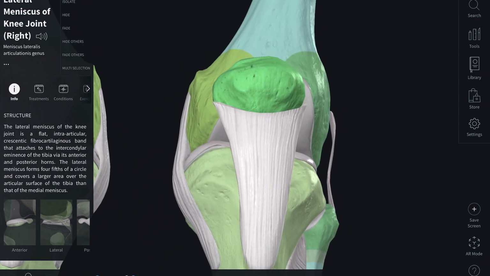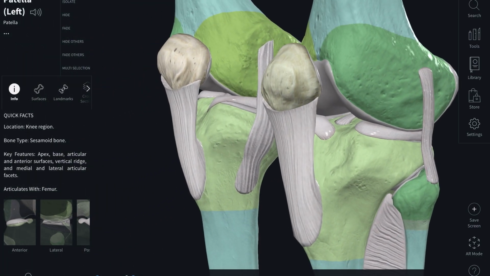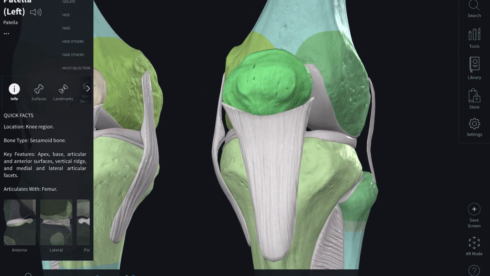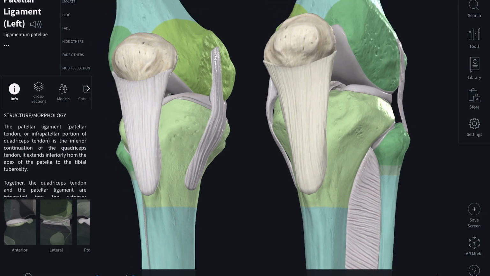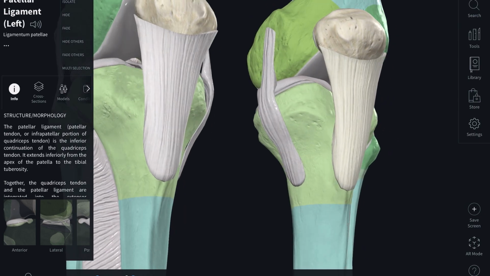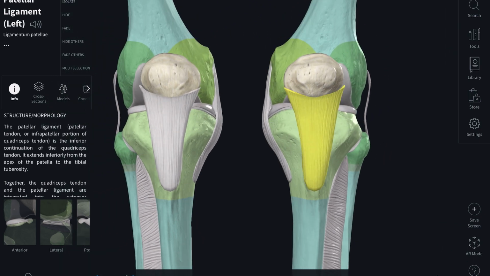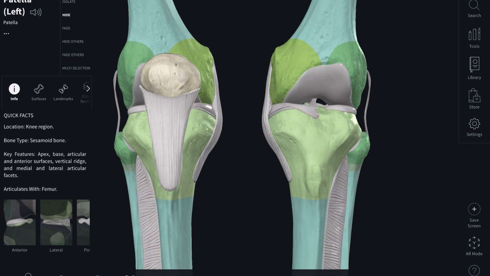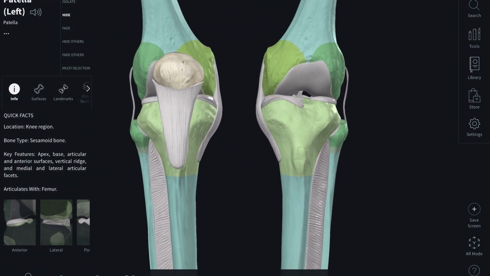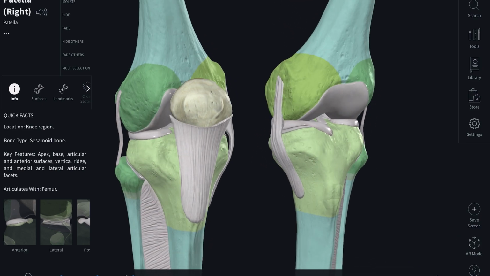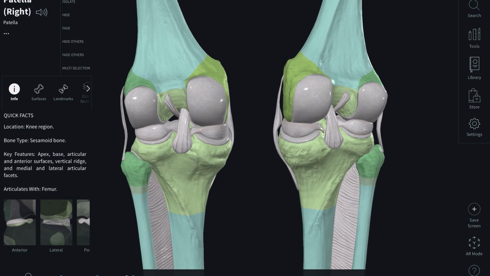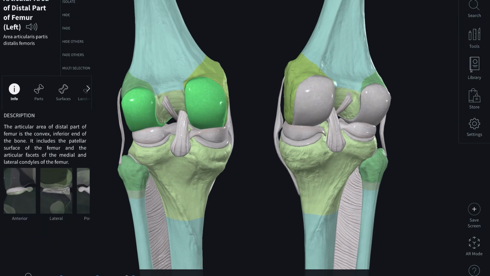So you have this bone right here, which is your patella. And inferior to that, that's going to be your patellar ligament. Okay. Let's go ahead and get rid of this so we can actually see in here. So we're looking at the anterior side because this is the patella. We look at the posterior side, we're seeing these.